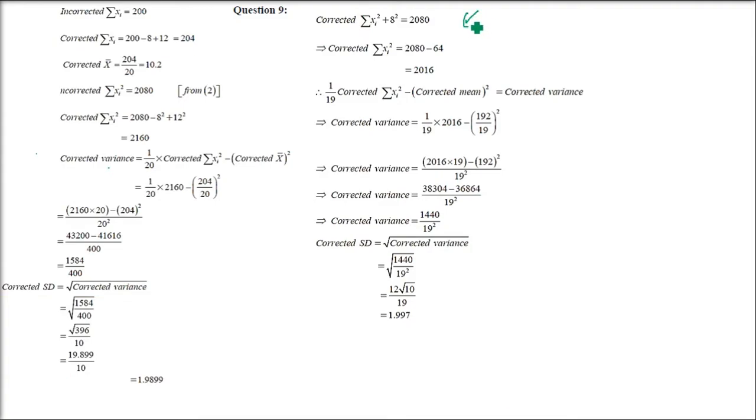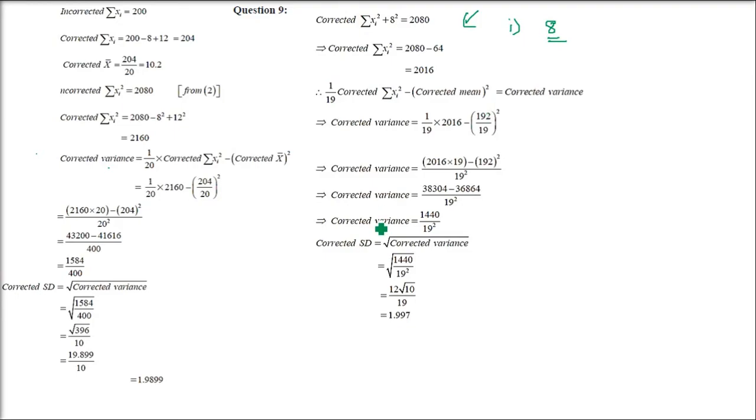Now let us take the first part. Second we have already seen if it is replaced by 12. Now we are saying if the wrong item is omitted, that is 8, we have to omit. We have to remove it altogether. So we have to find out the correct mean and standard deviation.